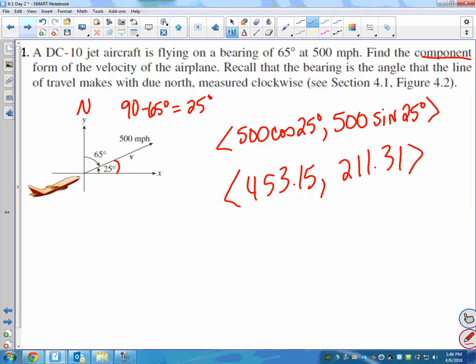This jet is flying at this angle, right? So kind of like 25 degrees from the 0 up, 65 degree bearing. It's traveling at 500 miles per hour. And so what that represents is the horizontal and the vertical components of if I went over 453 miles and up 211 miles, right? That would be the path that jet's going on. Does that kind of make a little bit of sense?